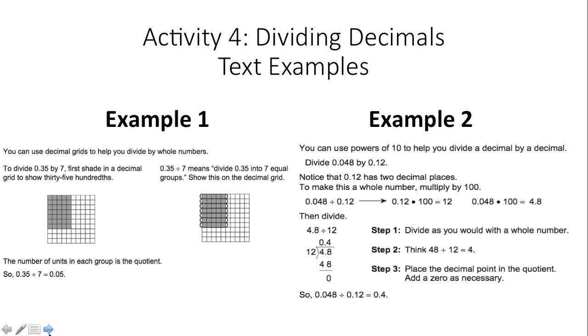In the text examples, you'll notice that they use that 10 by 10 grid that I mentioned. For the first, they shaded in 3500ths of the grid and then circled groups of 7. For the second example, which is my preferred method, they used the standard algorithm where they made sure to convert whatever we were dividing by into a whole number and then to compensate with your second number.